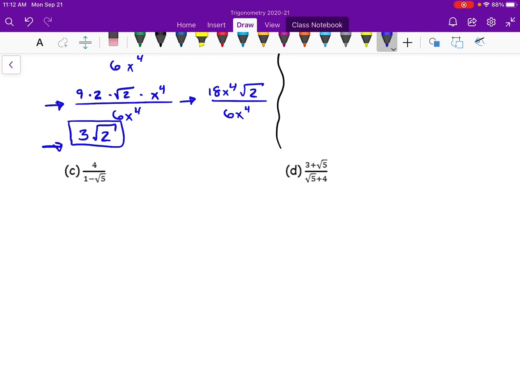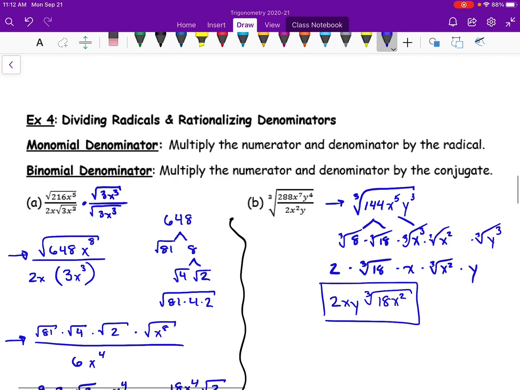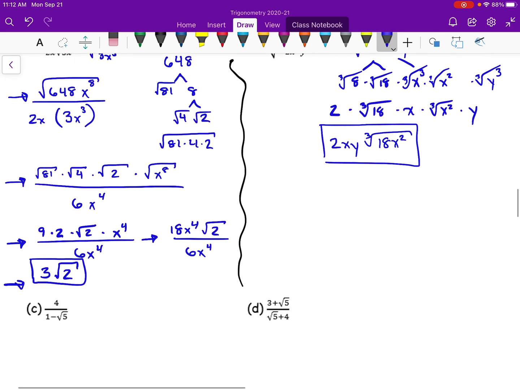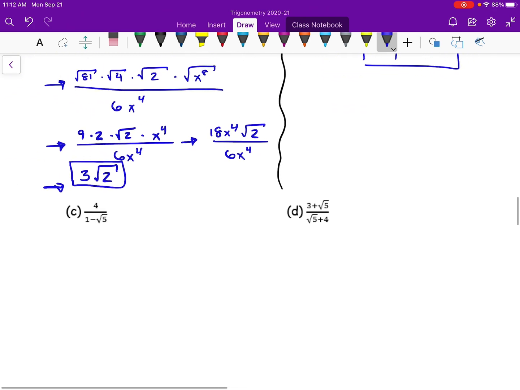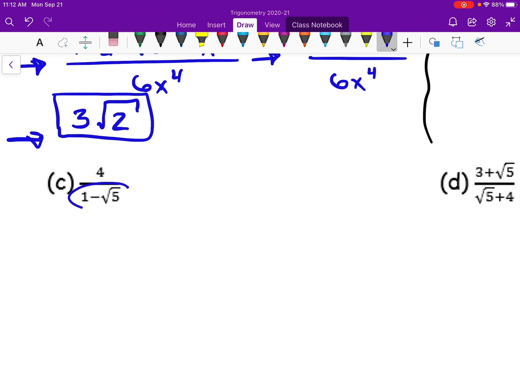Now, this next part can be very difficult. This is where you have a binomial denominator, so you need to multiply by the conjugate. The conjugate is the bottom, but the sign is flipped. So let me zoom in. This is the bottom, which is the problem. We can't have square roots in the denominator. So what I need to do is multiply by the conjugate, which is the same thing except this changes to positive.